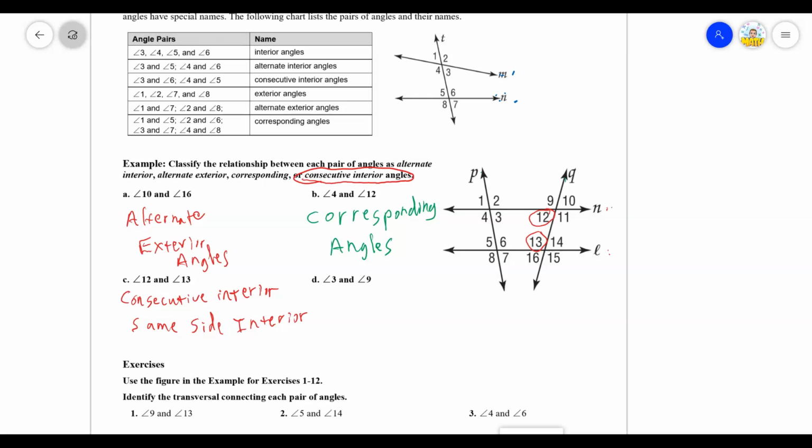3 and 9. Let's see where they are. Okay, so now P and Q is the line pair and N is the transversal, and we can see both of these are on the interior and they're alternating sides of that transversal. So these are alternate interior.